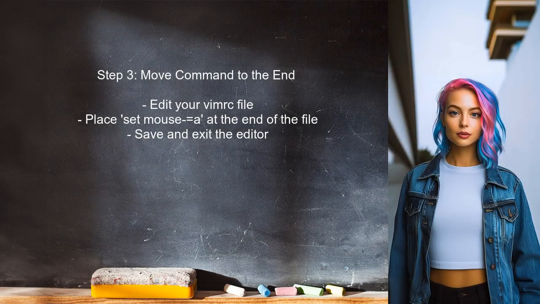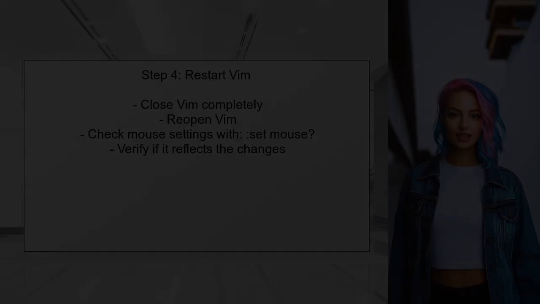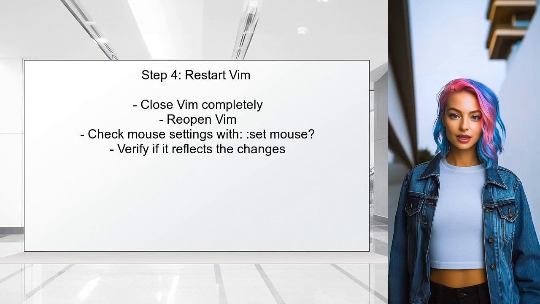If there are no errors, the user can try placing the set mouse=a command at the very end of the vimrc file. This ensures it takes precedence over any previous settings. Finally, the user should restart Vim to apply the changes. After restarting, they can check if the mouse settings are now working as intended.